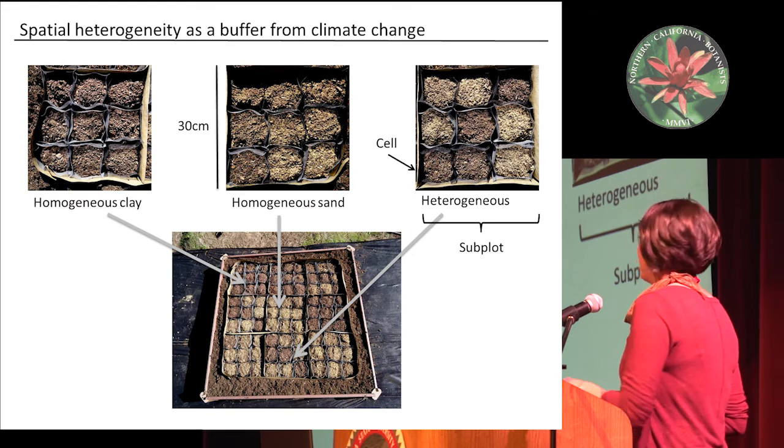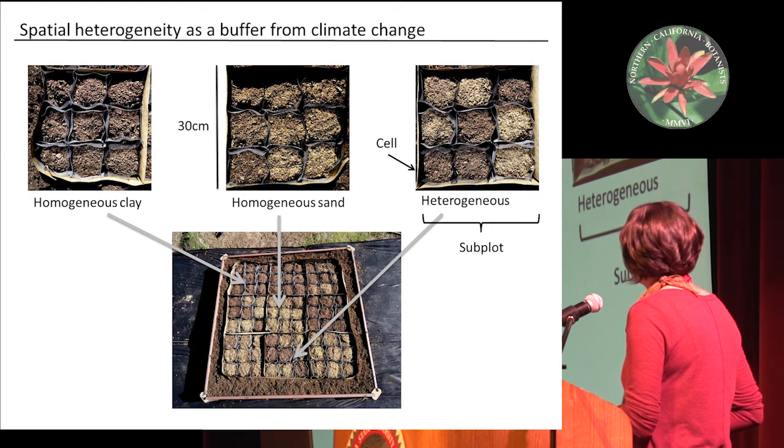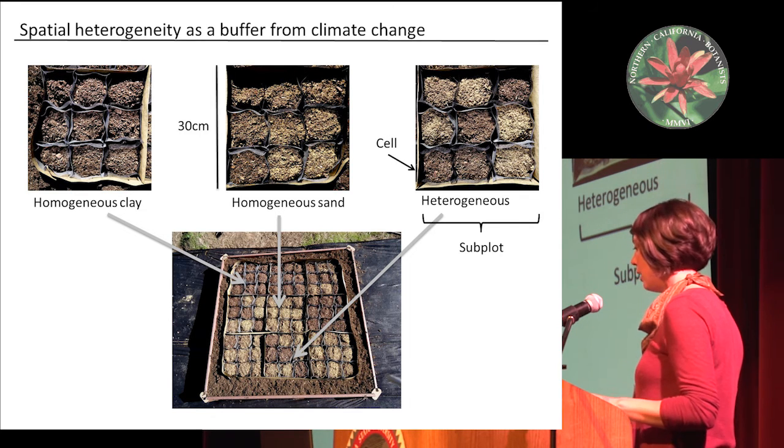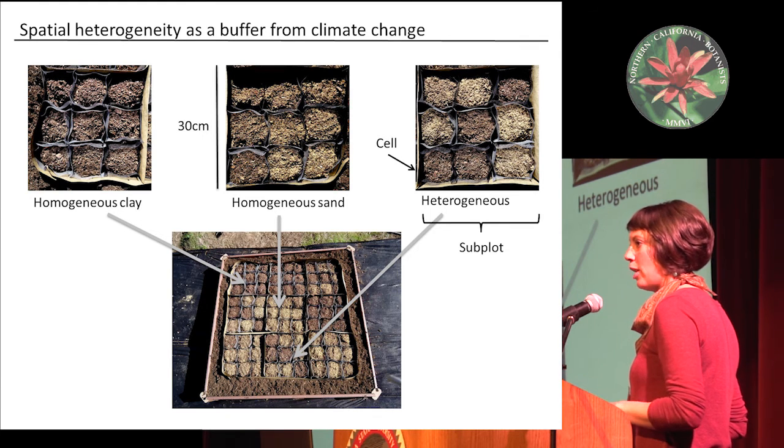And this is kind of what it looks like. So this is a subplot here. Each one contains 9 cells. For homogeneous clay, all 9 of those cells are clay. For homogeneous sand, all 9 are sand. For the heterogeneous subplot, I created a mixture of clay and sand. And then those subplots were nested within a larger plot that I applied the climate treatment to.